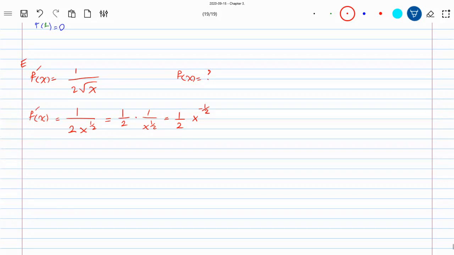So now I can answer the question, what was the original function f? The 1/2 is still there. Add 1 to the exponent, x to the power negative 1/2 plus 1. Divide by negative 1/2 plus 1. Same exponent. So you add 1 to the exponent, divide by the same exponent. If you simplify it, this is 1/2 x to the power 1/2 divided by 1/2. These two will cancel out. And you get simply square root of x.